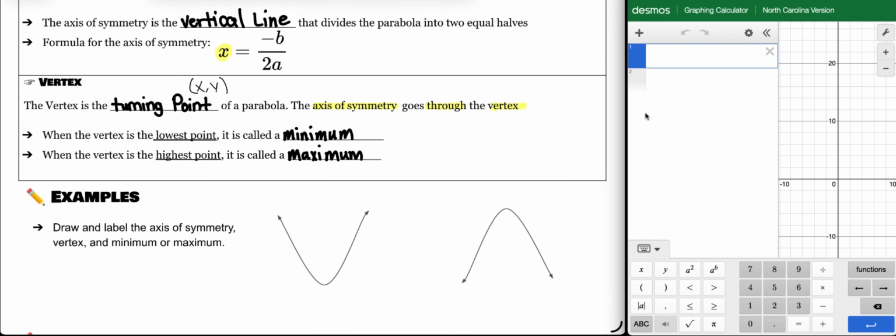For our first set of examples, what we're going to be looking at is we need to draw and label the axis of symmetry, the vertex, the minimum, and the maximum, depending on what parabola we have. So when we look at our first parabola, which is this one, what we got to do is label our axis of symmetry first. Now, the definition stated that the axis of symmetry is a vertical line. Vertical lines go from top to bottom, that divides the parabola into two equal parts.